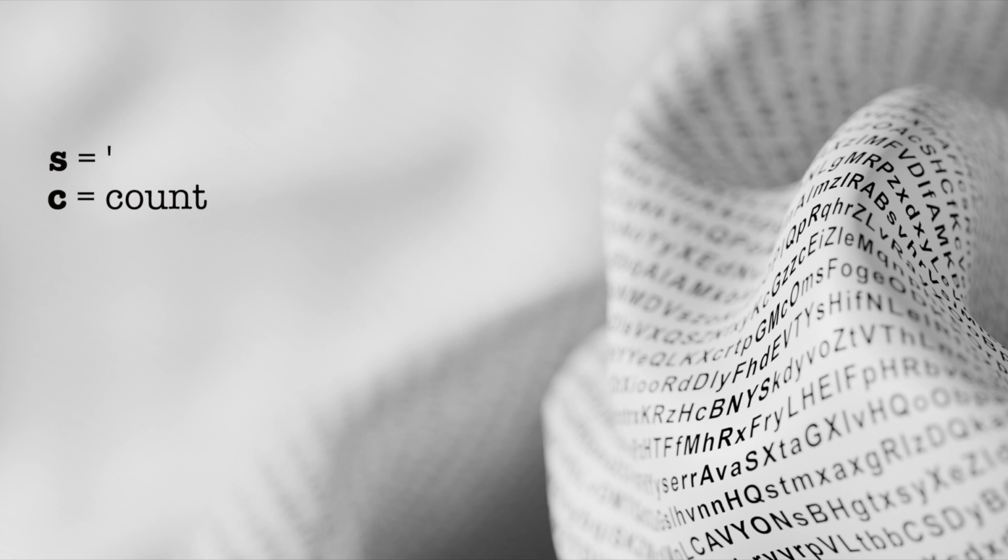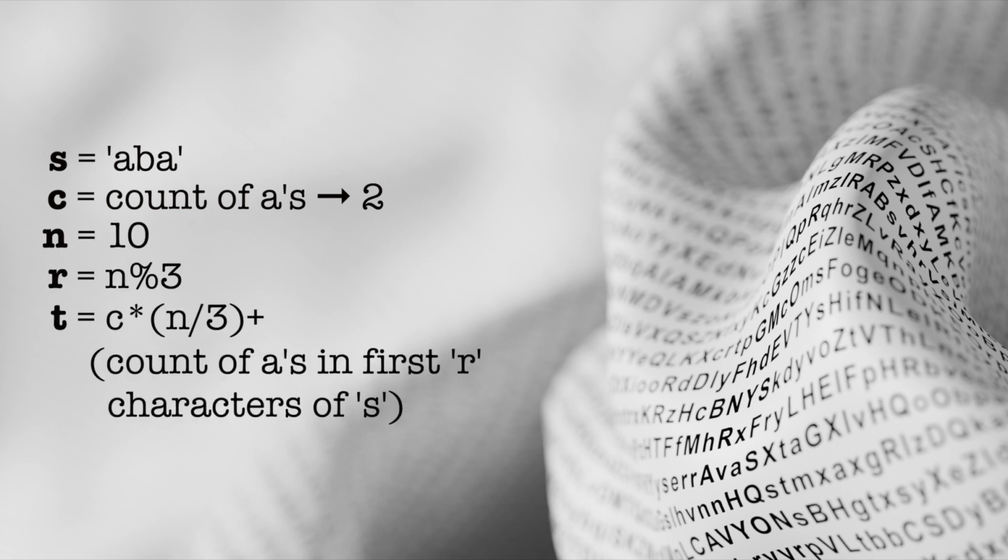First, let's count the number of A's in the initial string. In the example where the string is ABA, there are 2 A's. The total number of A's is equal to the product of the initial count of A's and the length of the string, divided by n, plus the count of A's in the first, r, characters of the string, where r equals the remainder of the length of the string, divided by n, if applicable.